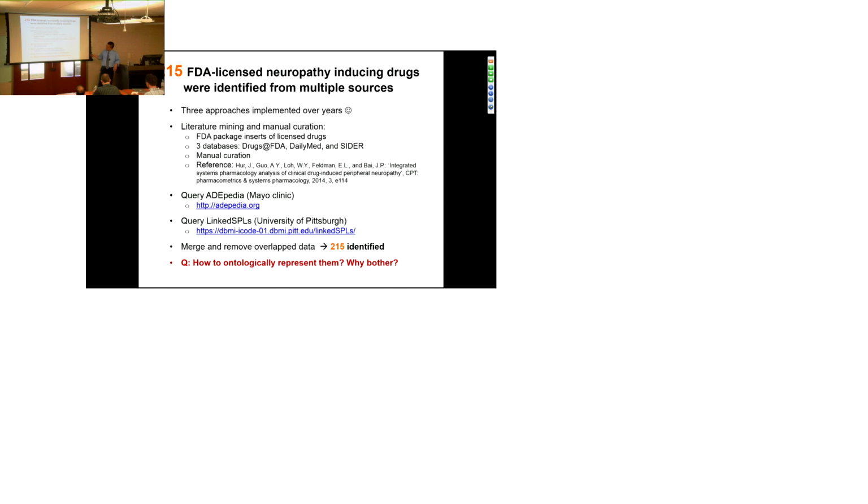We used different ways to get an inclusive list of drugs that can induce neuropathy. We did literature mining, we used Mayo Clinic's resources and the University of Pittsburgh's linked SPLs. We looked at all of them, and eventually we found 215 drugs that are, one way or another, associated with neuropathy. So how do you deal with it? The idea is, can you represent them using something like OVAE? And why bother? Why do it? It's quite simple. Why do it?